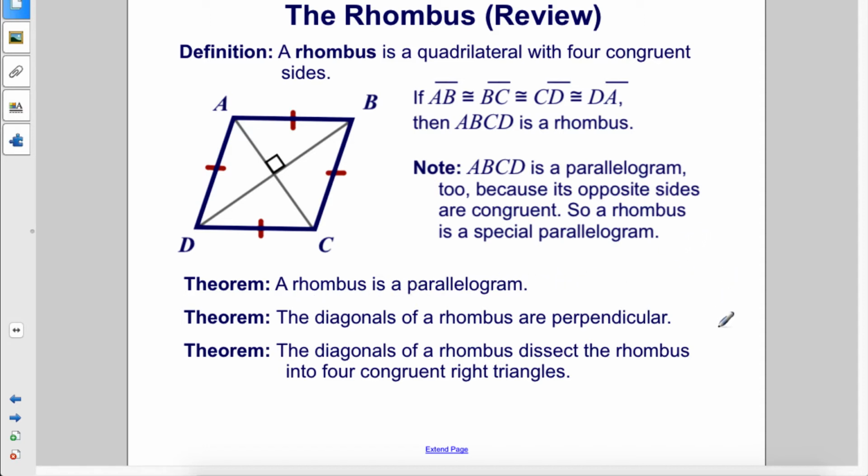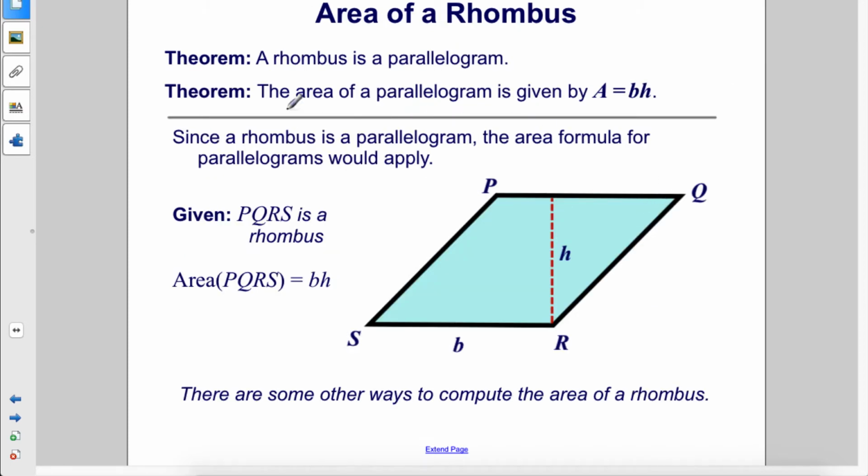The diagonals of a rhombus are perpendicular. The diagonals of a rhombus dissect the rhombus into four congruent right triangles. Area of a rhombus. A rhombus is a parallelogram. The area of a parallelogram is given by A equals BH.